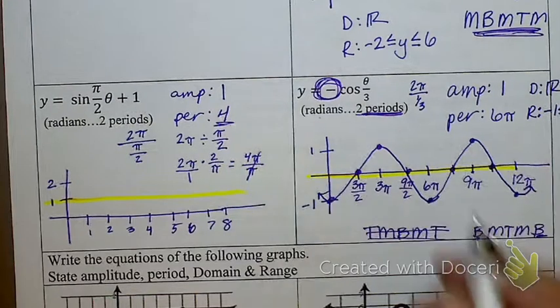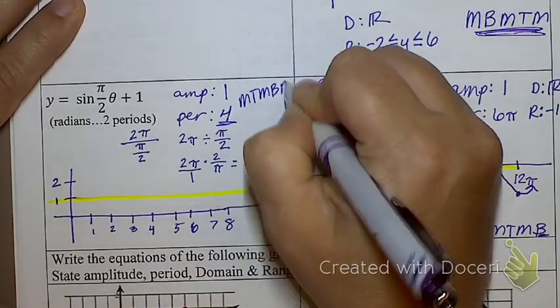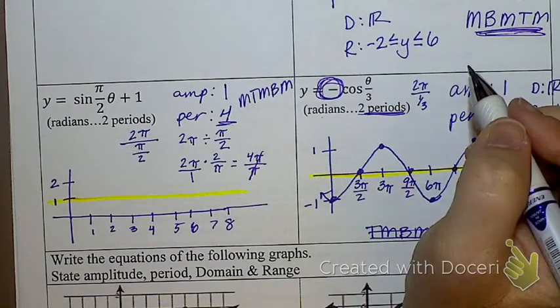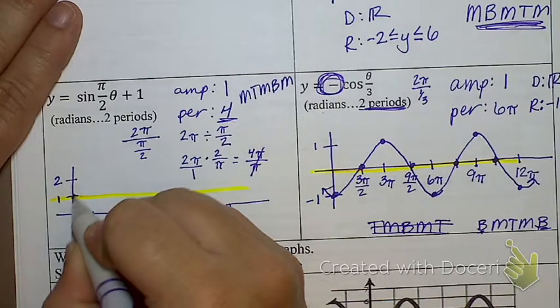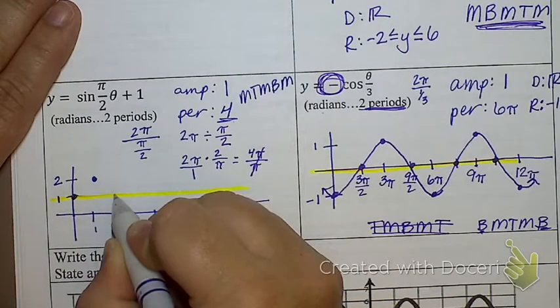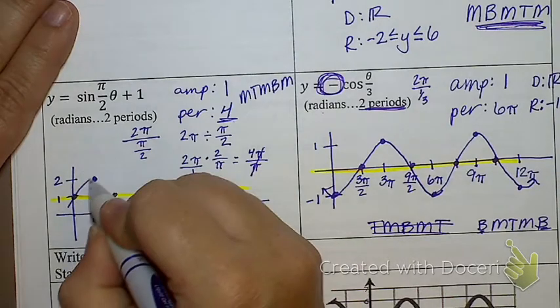The other. So it's middle, top, middle, bottom, middle. Do I need to worry about flipping my T's and my B's at all? No. So I'm just going to start here and go middle, top, middle, bottom, middle. That's the first period.